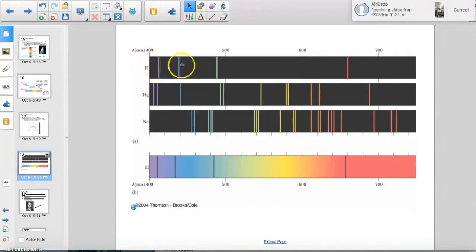So therefore, this is going to be the emission spectrum of hydrogen, this one is going to be the emission spectrum of mercury, and this one is going to be the emission spectrum of neon.